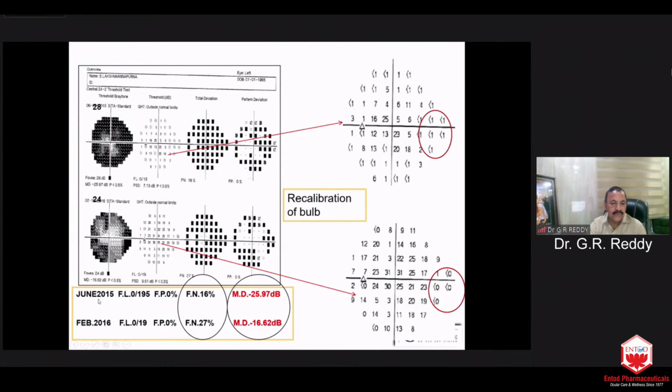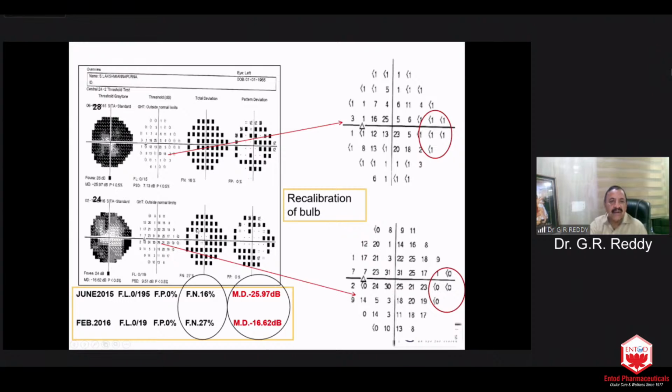You see, in June 2015, fixation loss is 0, false positive 0, false negative 16%, mean deviation is -25. In 2016, fixation losses are 0, false positives 0%, and false negatives are 27%. The mean deviation is -15. Normally, the false negatives have increased. If the false negatives are increased, the mean deviation also should have a higher number than this.